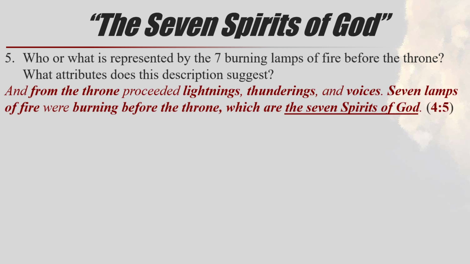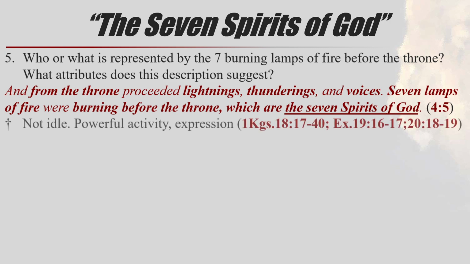So, and from the throne proceeding lightnings, thunderings, and voices, 7 lamps of fire were burning before the throne, which are the 7 spirits of God. Just very quickly, the idea of the lightnings, thunderings, and voices. God is active here. This is the opposite of what we see at the contest with Baal, where they're calling, nothing's happening, and then finally Elijah speaks to God, and boom, lightning and fire falls. God is active, he's listening. That's the same idea here.